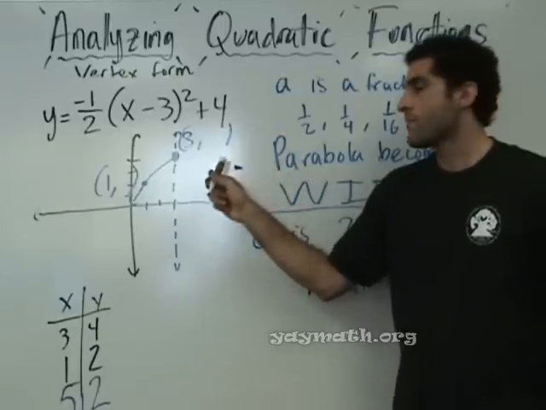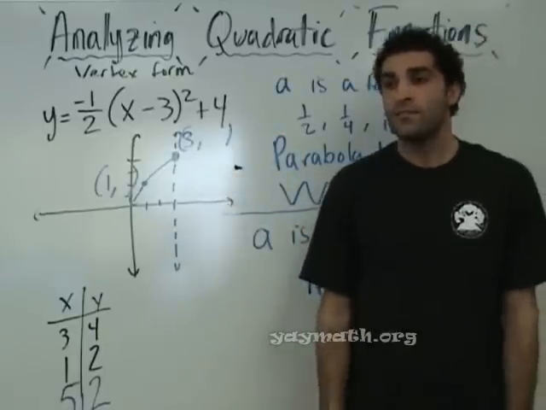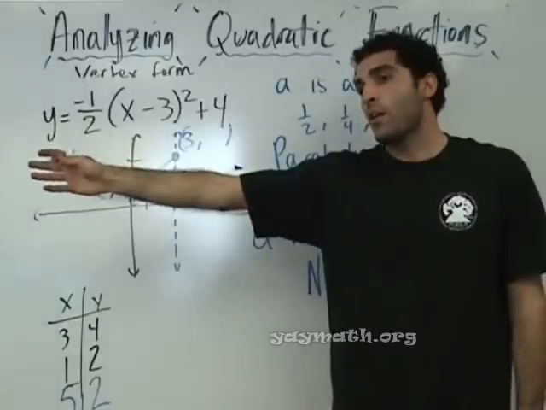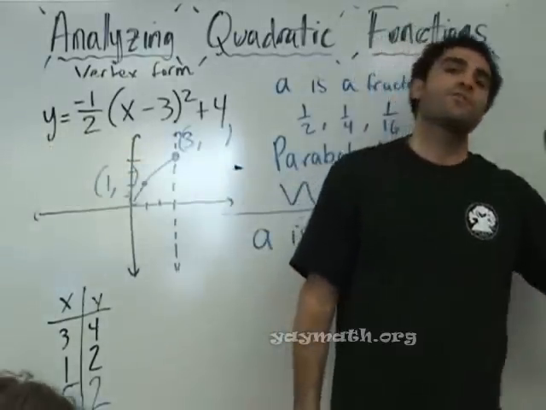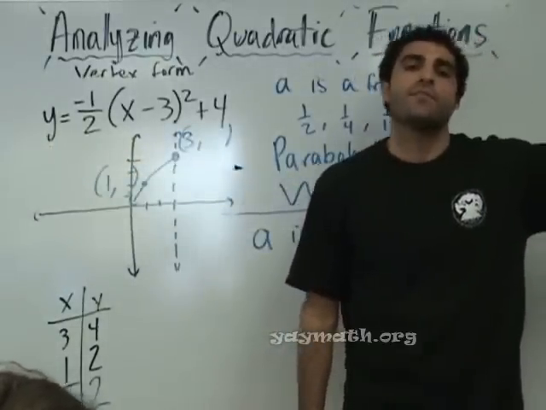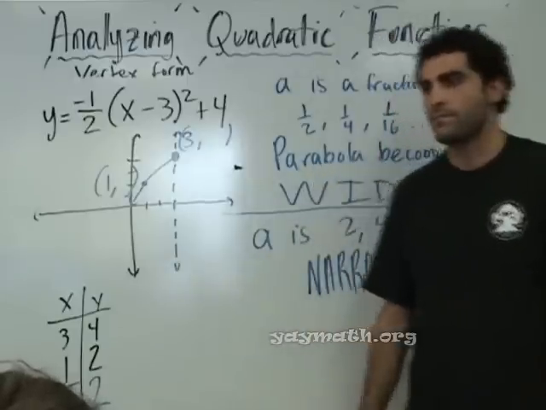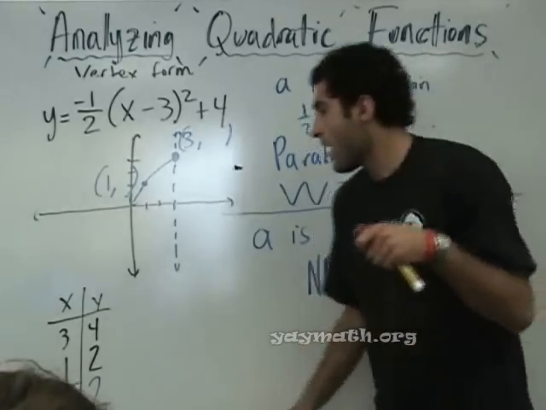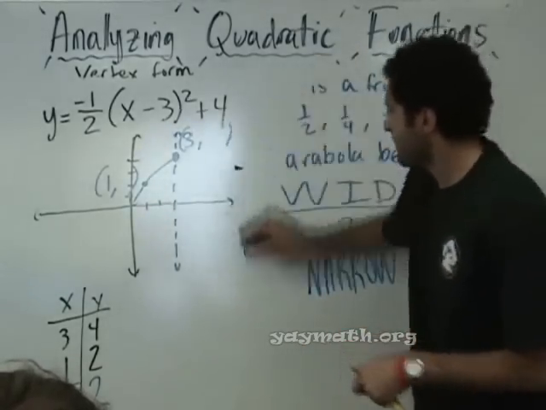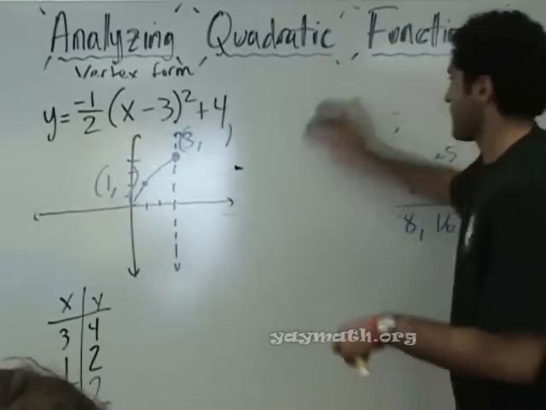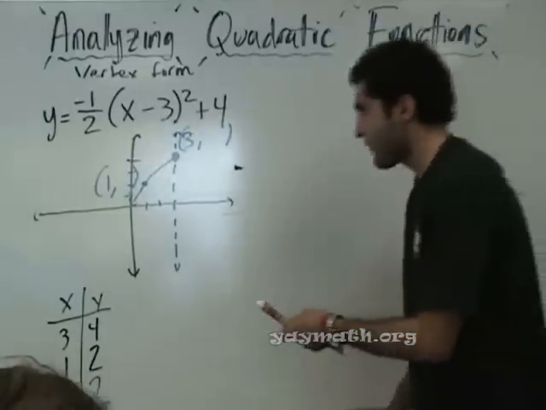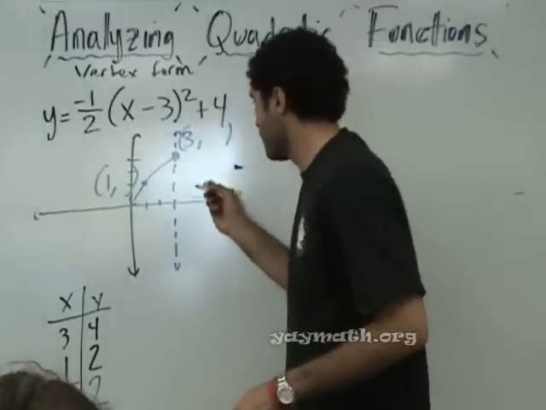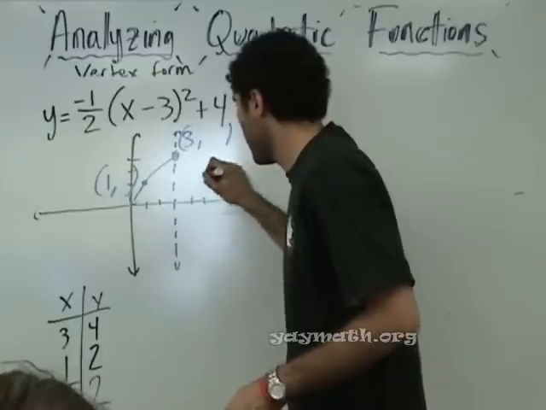If I'm standing at 3 and I go 2 this way, I get to 1. But now I want to go 2 the other way. Where would I end up? 5. Okay, good. And last problem. Oh, I didn't finish the graph. So yeah, 5, 2. There.